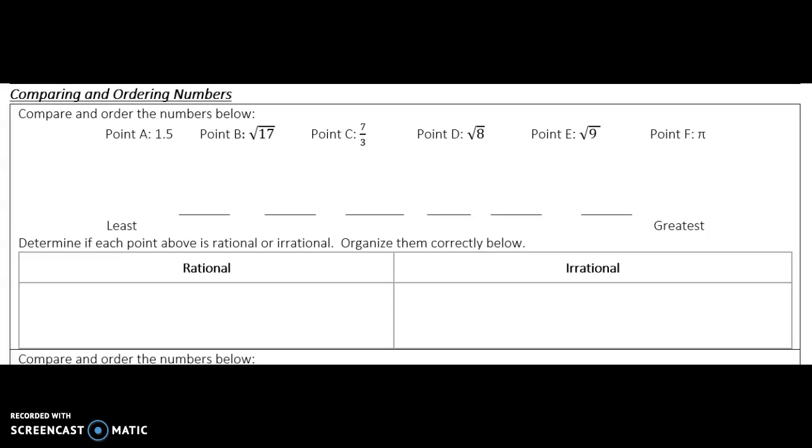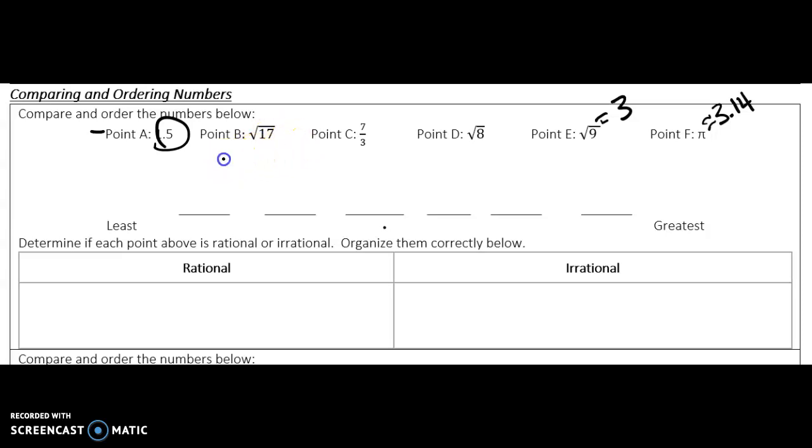In this problem, we're comparing and ordering rational and irrational numbers. Some of these are pretty easy for us to see. Point A is already done for us. We know that's going to be 1.5. Point E, square root of 9, I know equals 3, so that one's going to be pretty easy to look at as well. Pi, we estimate as 3.14. So now let's start to look at some of the other ones.